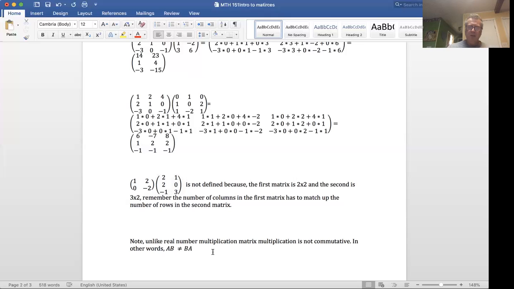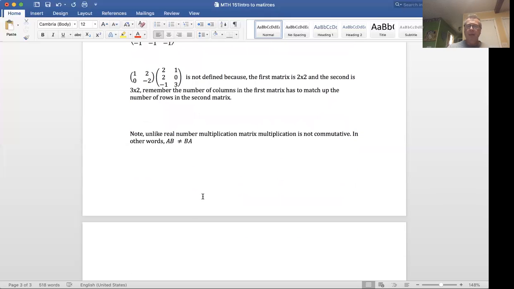A second note is that A times B isn't always equal to B times A. Unlike ordinary real number multiplication where 3 times 2 is equal to 2 times 3, matrix A times matrix B might not be equal to matrix B times matrix A.